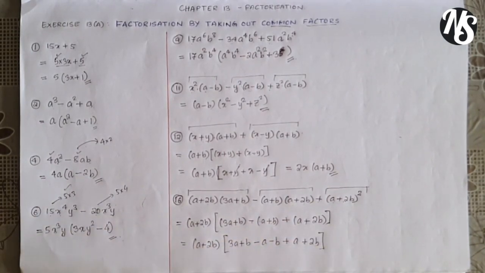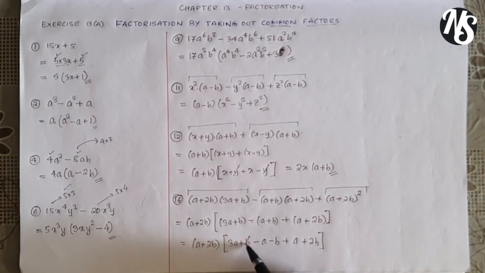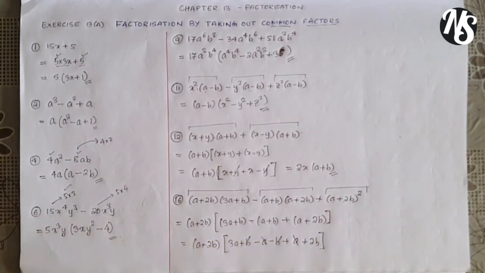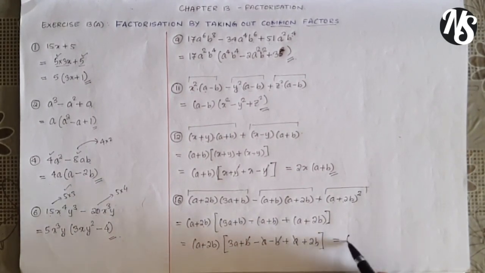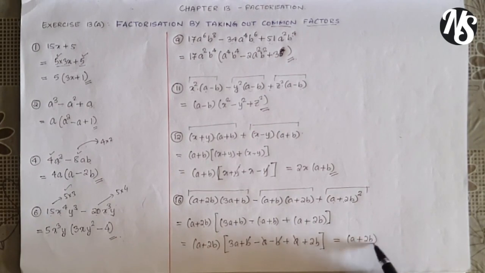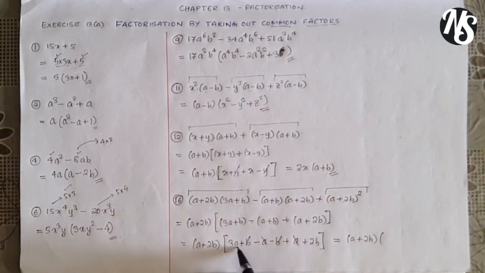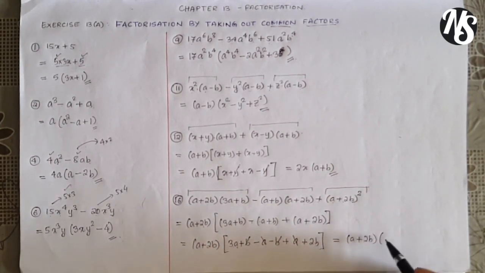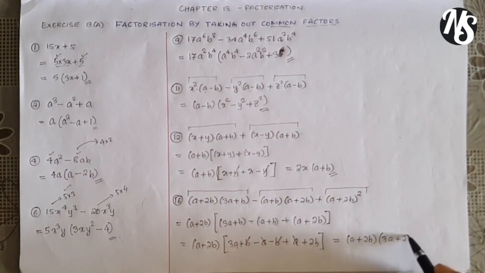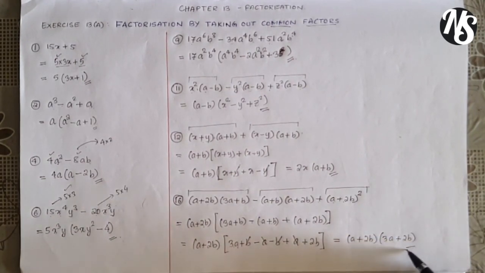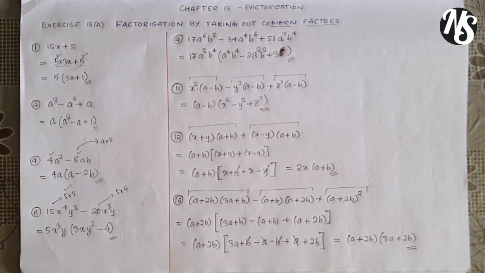Now see here carefully, plus b minus b gets cancelled, plus a minus a gets cancelled, isn't it? So how much is left now? Ultimately we have a plus 2b here, and here we are left with 3a plus 2b. Okay, 3a plus 2b. All right, so this is my answer for this particular question.